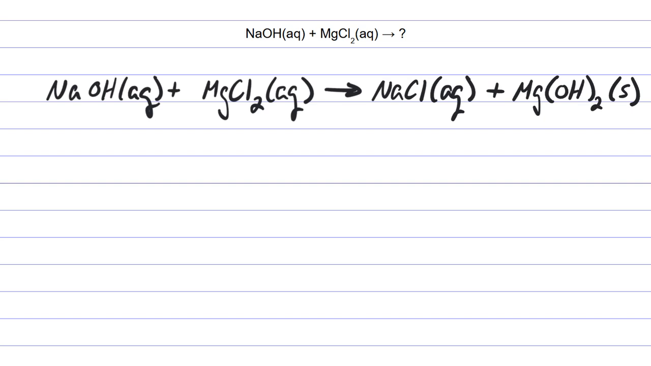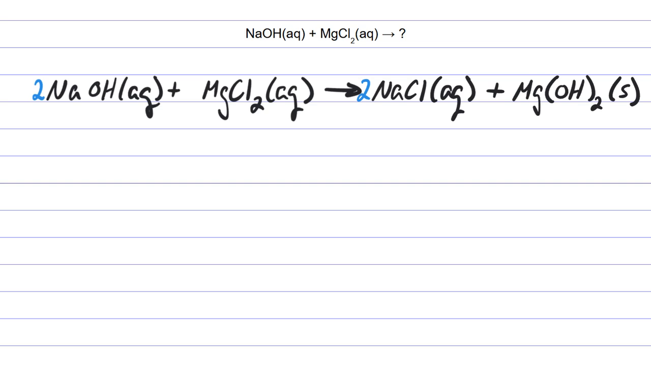We now need to balance this equation, and that's going to be relatively simple to do. We just need to put a 2 right here and a 2 right here, and so all of our atoms are balanced on both sides. The next step is to separate all of these strong electrolytes into their separate ions.